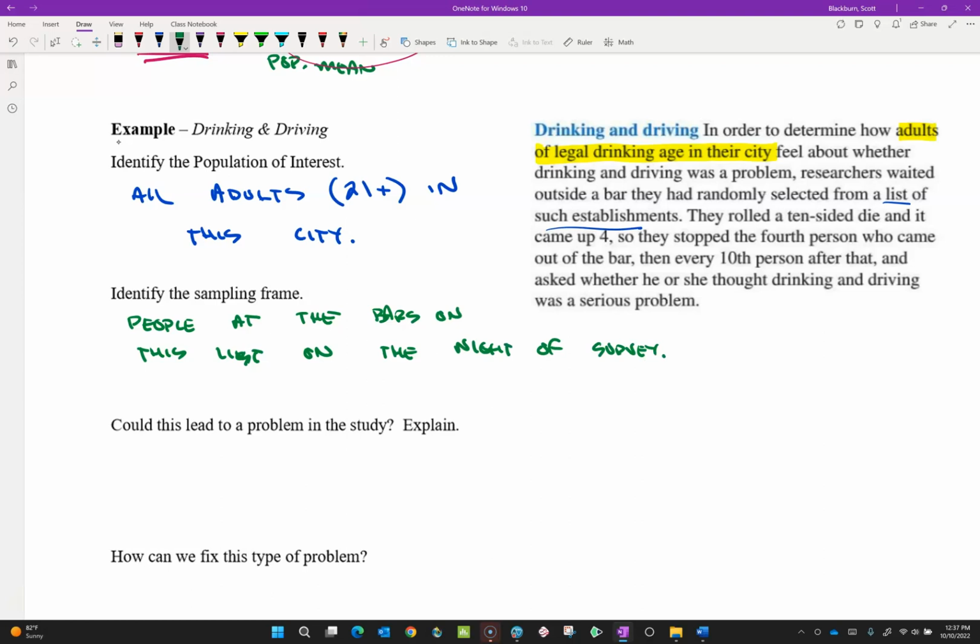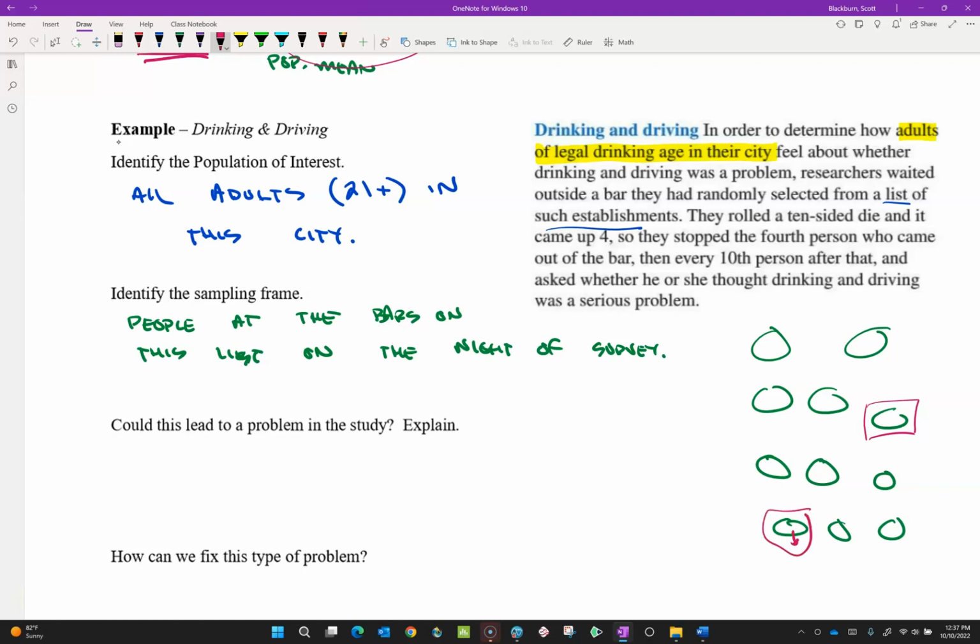Now you might say it was only the people at the bar that they actually selected. Well, no. They had several bars. Maybe they had 50 bars, 100, or I don't know, 20 bars, right? And on the night of the survey, anyone at any of those bars could have been selected, because we're going to randomly pick a bar. We pick this bar, and then we randomly take the 4th person and every 10th person after. If there was a person at this bar, they could have been selected if they would have been the 4th person or the 14th or the 24th.